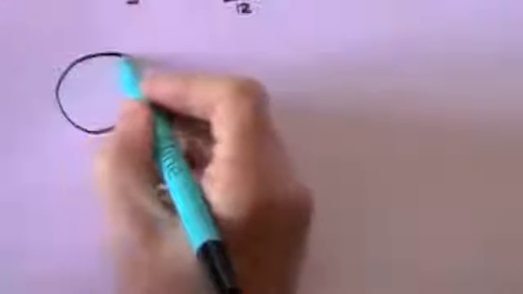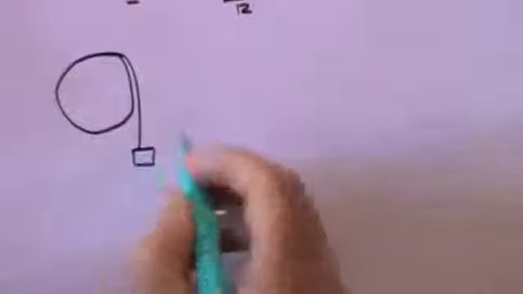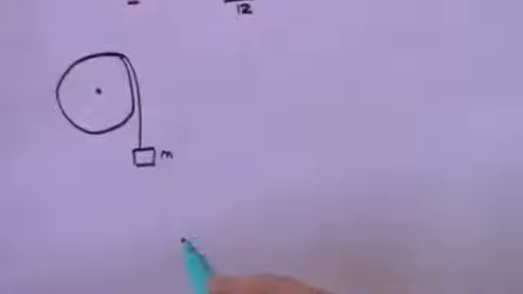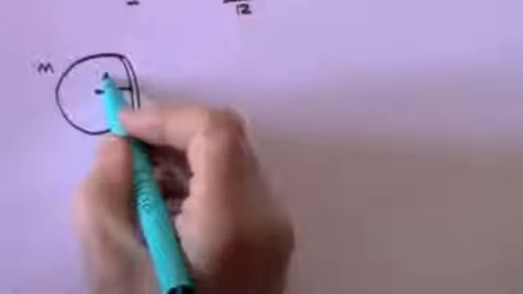Now I want to consider a pulley system. Here's a pulley with a rope going over it, and at the end of the rope we've got a mass M. The pulley is essentially, of course, a disc. Normally we talk about a pulley being massless, but on this particular occasion the pulley is going to have a mass M. And it's got a radius R.